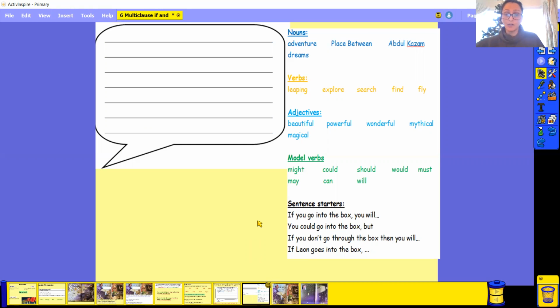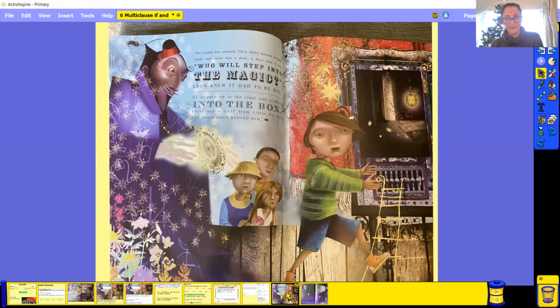We haven't quite finished yet because we're going to read a bit more of our book today. So I'm quite excited about what might happen next. So we're reading off the rest of this book. Okay, bear with me.